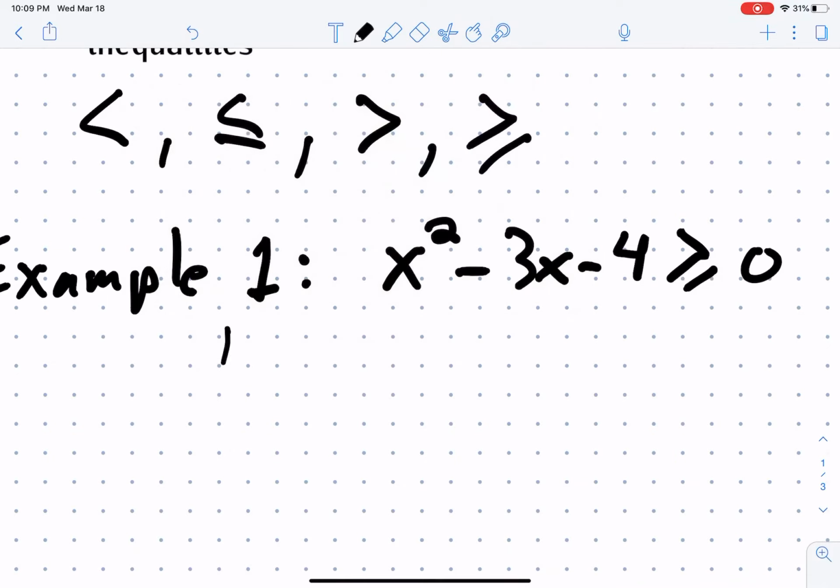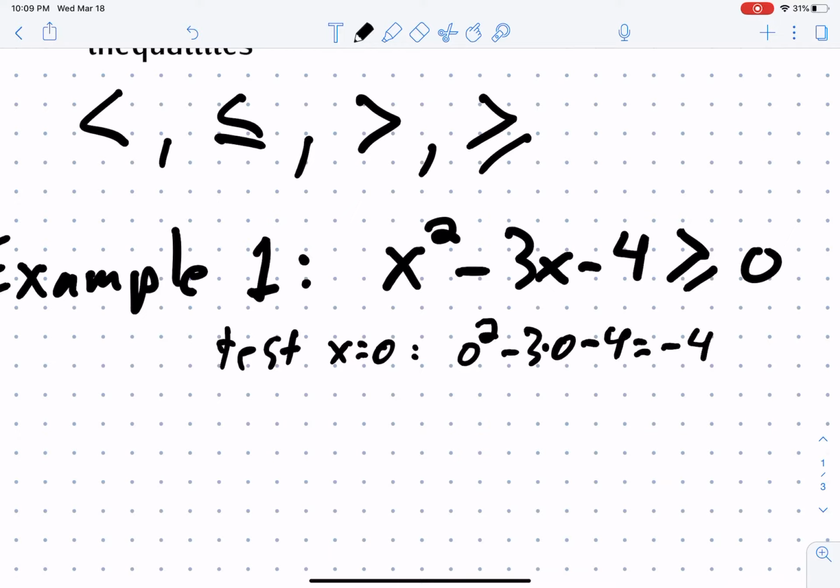For example, we can test the number x equals 0. When we plug 0 into the left side, we get 0 squared minus 3 times 0 minus 4, and that's equal to negative 4. And that is not greater than or equal to 0. That's less than 0. I'm going to put an x next to say the number x equals 0 is not one of the numbers we want to capture for our solution. When it says solve one of these, we want a list of all the numbers that make this thing true.